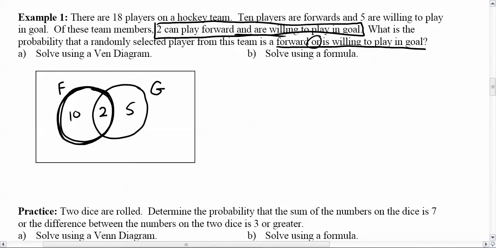So that would mean right now that I actually have 12 forwards. I don't want 12 forwards. Those numbers are wrong. I have 8 that are only forwards. So now all together in the forward circle, I have 10. So I have 2 that are willing to play forward and play in goal. I need 5 all together in the goal circle. So I have 3 that are only able to be goalies.